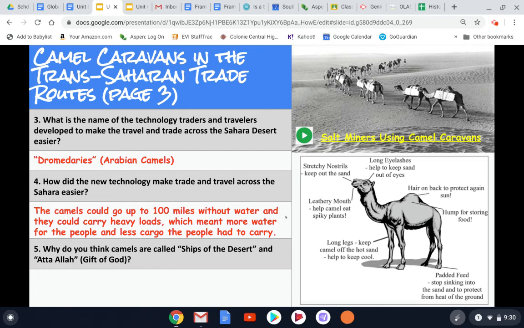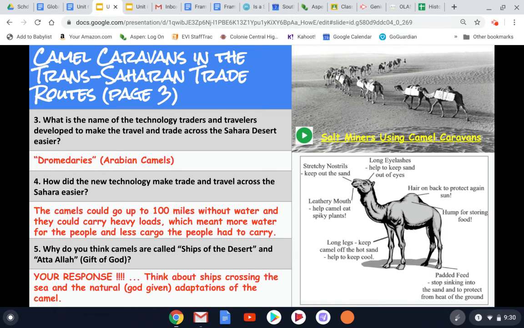Because these animals were so perfectly suited to help traders and travelers cross a hot desert, they adopted a couple of phrases, nicknames for them. So question 5 says, why do you think camels are called ships of the desert? And also, Ata Allah, meaning gift of God. This is what they call these perfectly adapted camels that they use to cross the desert. So this, of course, is going to be an opinion question. This is your response, but think about the analogy that's being made here.